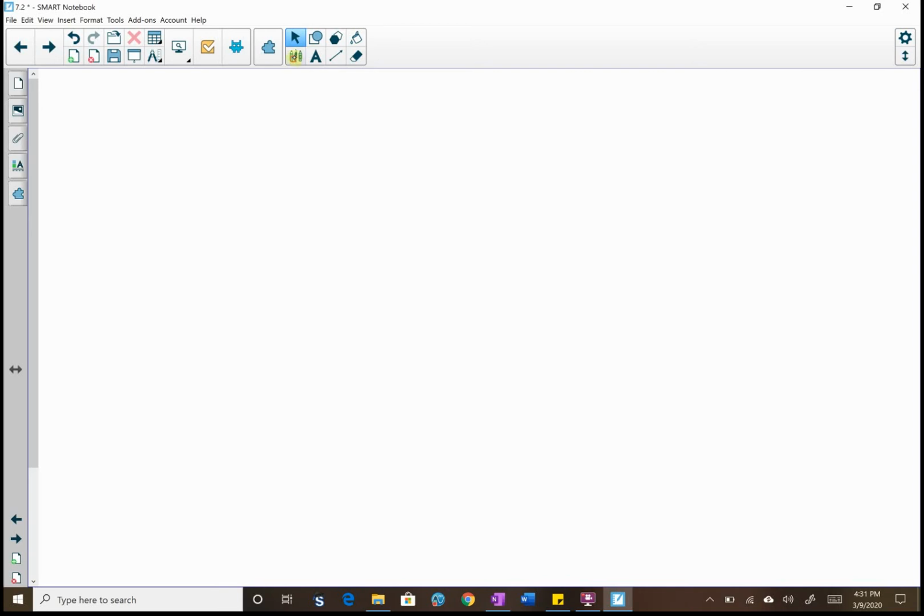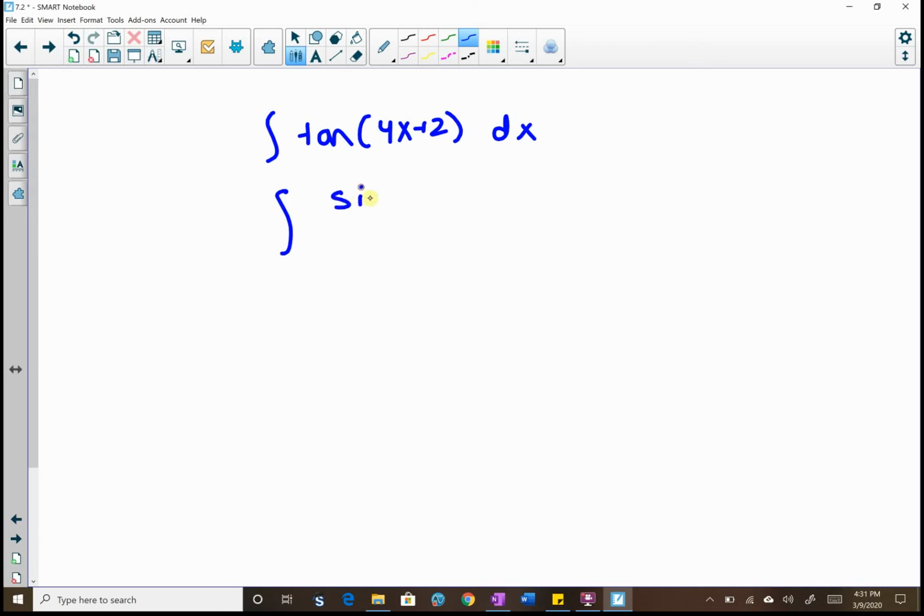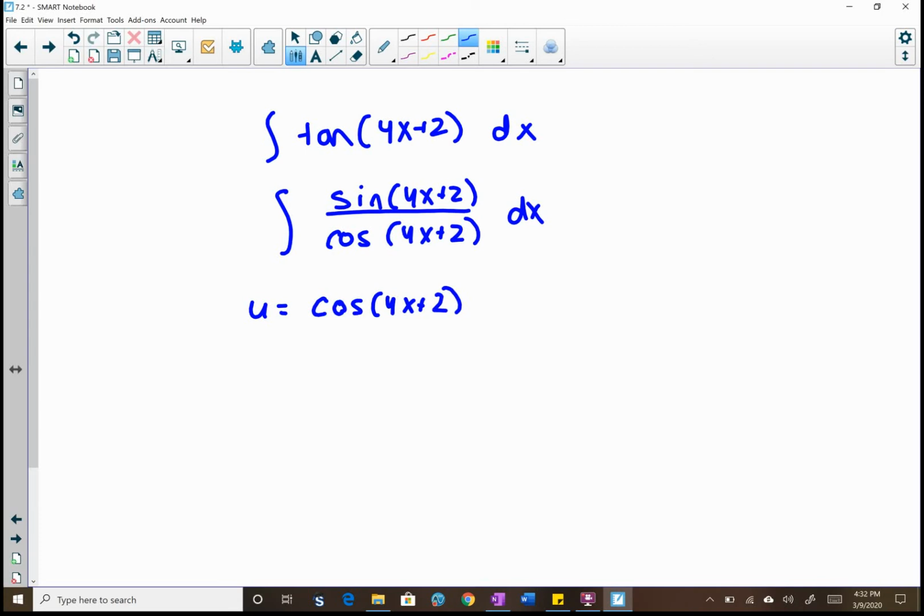Before we do that, I want to go over number 29 in homework. Okay, so we had the integral of tangent 4x plus 2. Now, I know the derivative of tangent, but I don't know the antiderivative. So I'm going to rewrite it as sine 4x plus 2 over cosine of 4x plus 2, just using my trig identity there. Then you can play around, but you'll find that the u that works is to pick that bottom, cosine of 4x plus 2. Now, when I do that derivative, that's a chain rule.